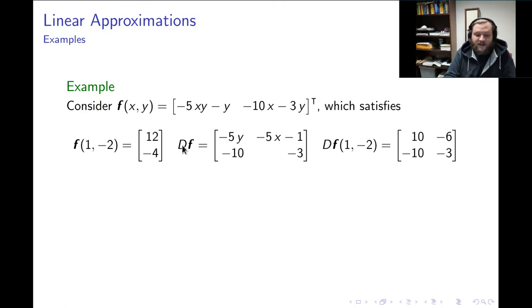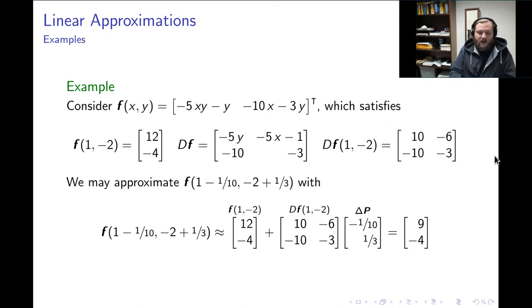Then I could calculate the Jacobian derivative of this function. Again, this is a function from R2 to R2, so when we construct the Jacobian derivative, we build a 2 by 2 matrix. Then I'm going to plug in my original input, 1, negative 2, into this Jacobian derivative. So I'm replacing my x's in the Jacobian derivative with x equals 1, and I'm replacing my y's with y equals negative 2. That produces this specific Jacobian derivative, whose columns are 10, negative 10, and negative 6, negative 3. So how could I use this to approximate something?